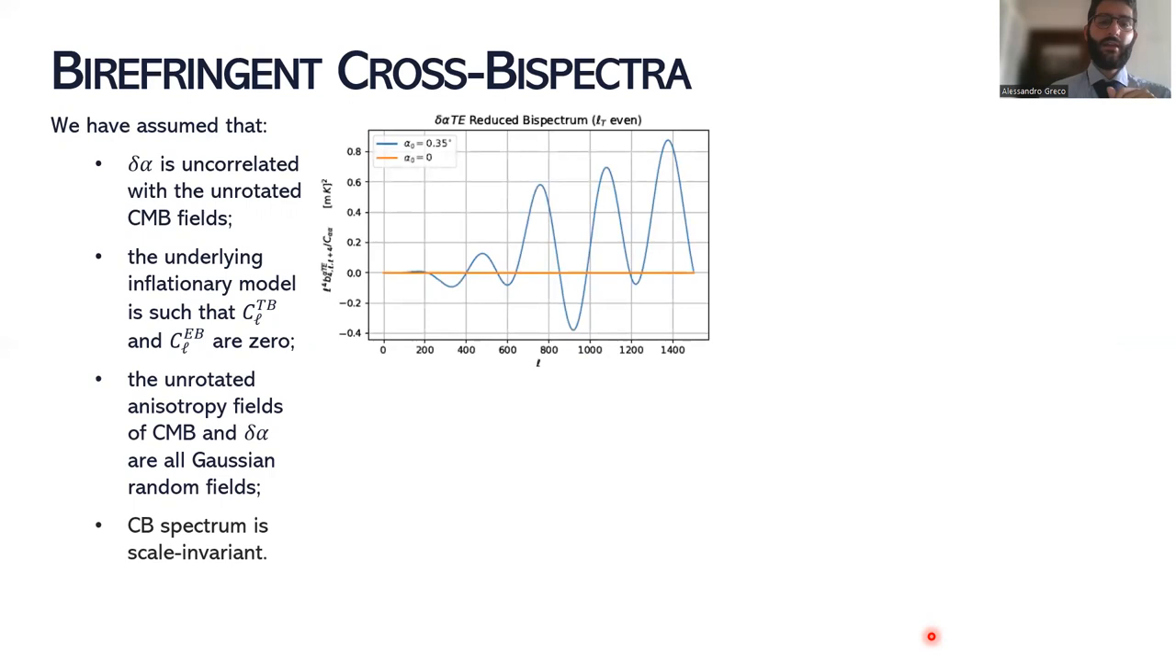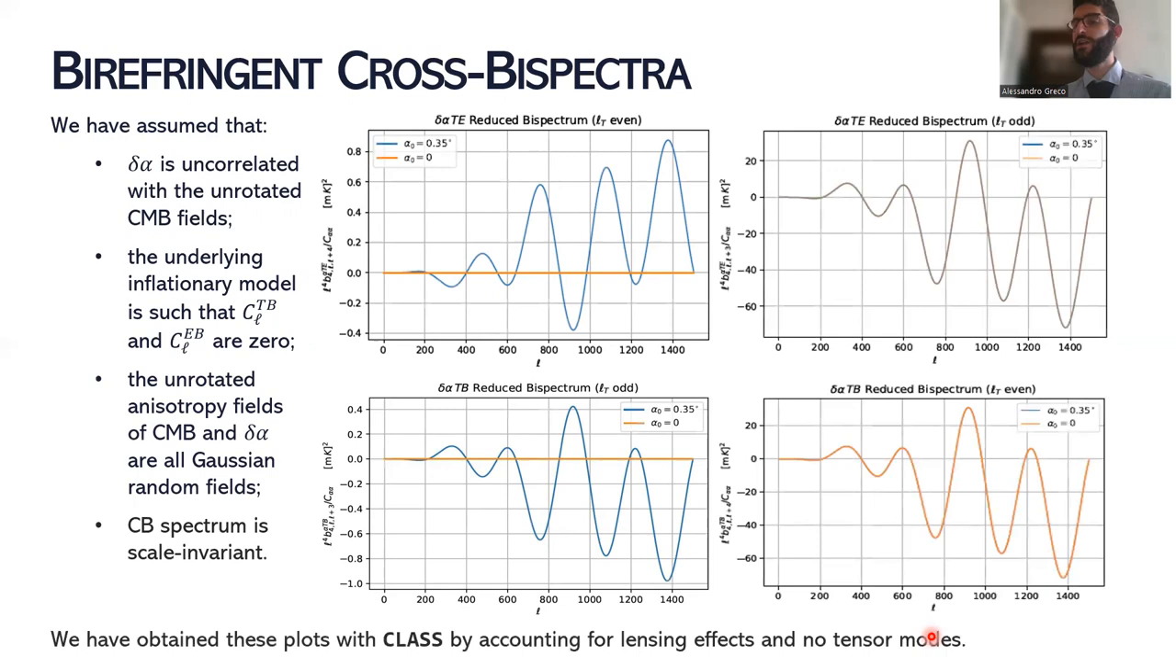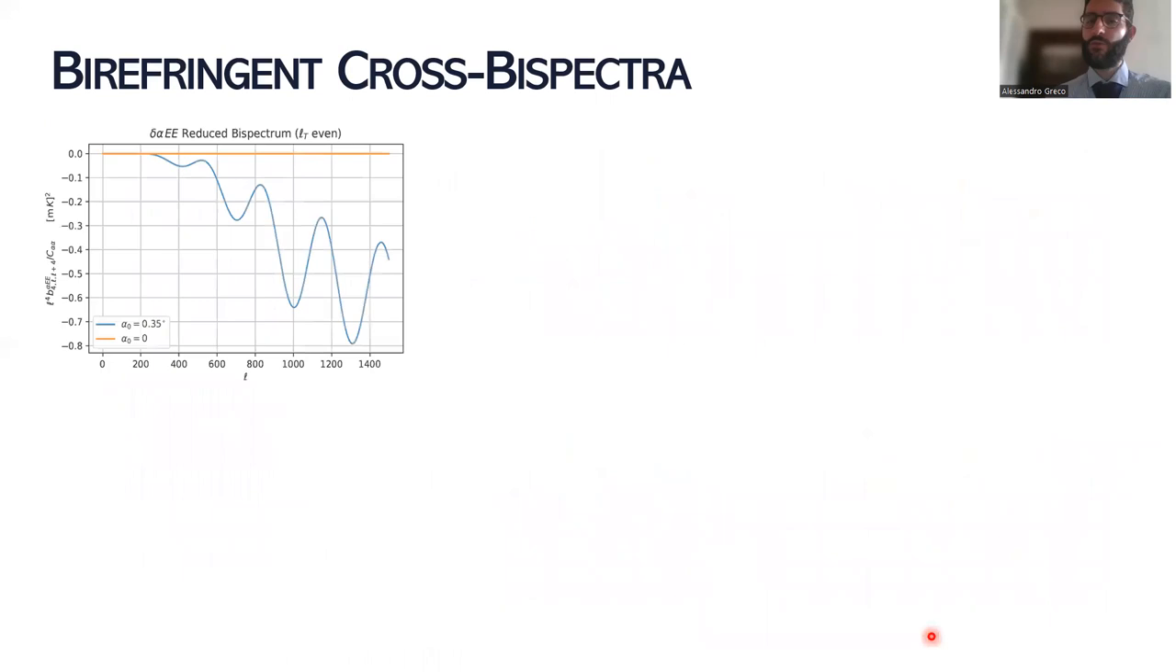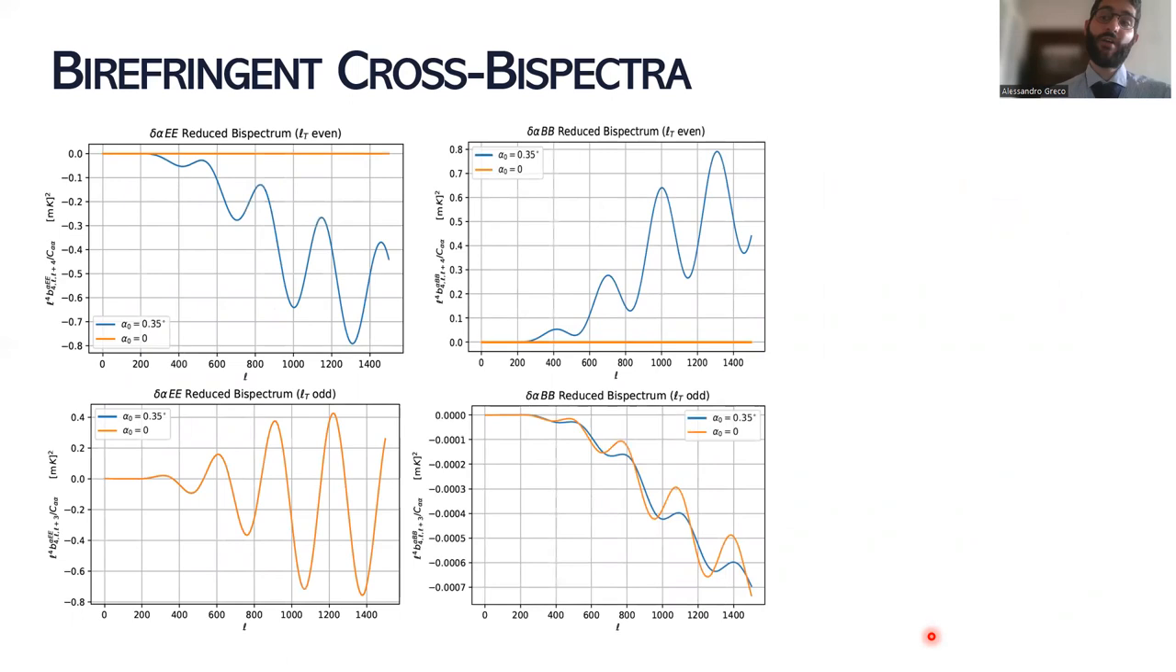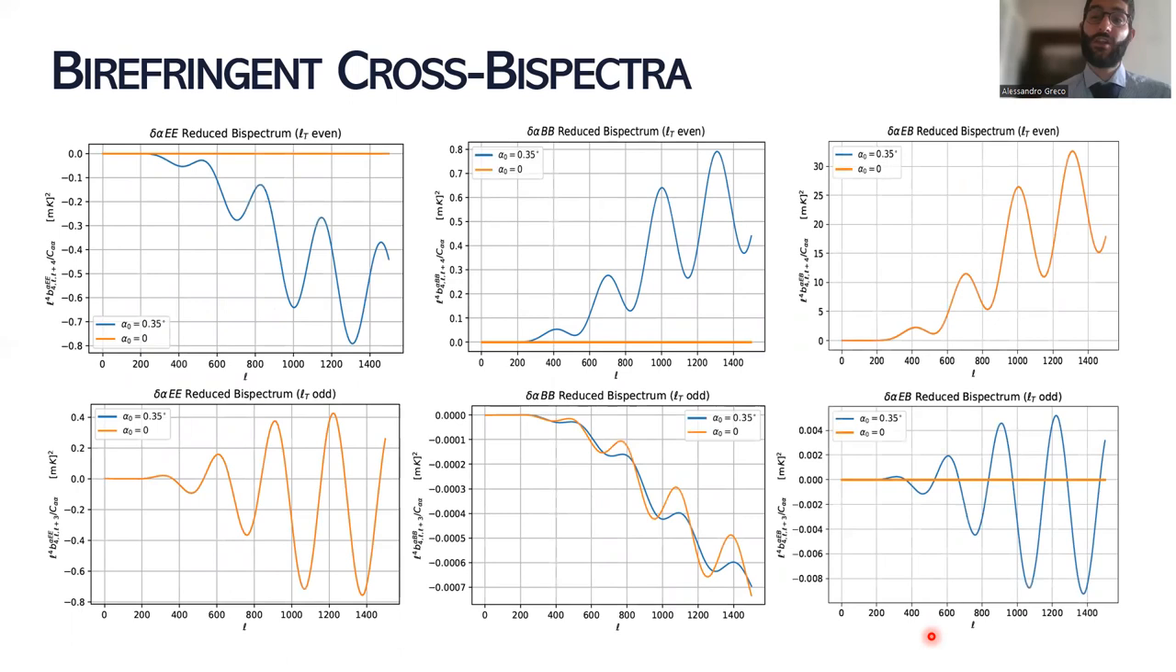These are the plots for a specific configuration of the cosmic birefringence bispectrum, when you consider just a single polarized field, E and B in this case. And we obtained these plots with CLASS by accounting for lensing effects and tensor modes. And we have repeated the same analysis also for the case in which you have two polarized fields. And you can see that you obtain a non-zero result in some configurations, even if the isotropic angle is equal to zero, and even if the sum of the multipoles is even or odd. And this means a parity-breaking signature, because you know that there are some restrictive selection rules in order to have a parity conserving bispectrum, but we obtained non-zero results in both cases. So that's why I said before that birefringent bispectra are encoding parity-breaking signatures.